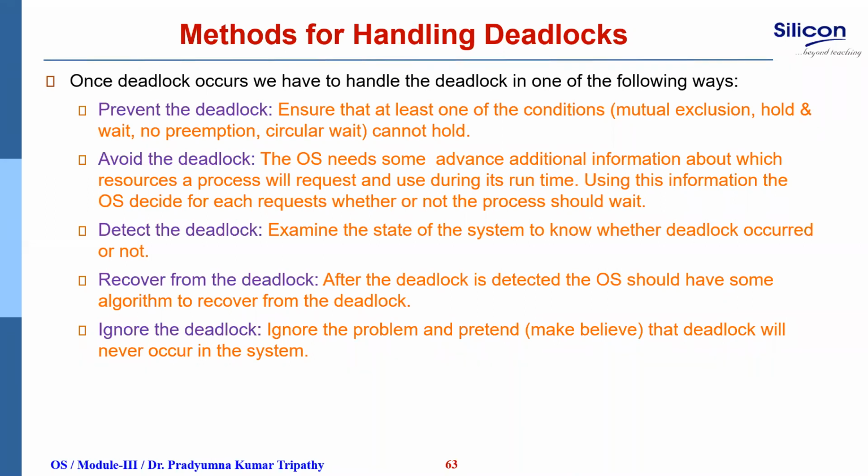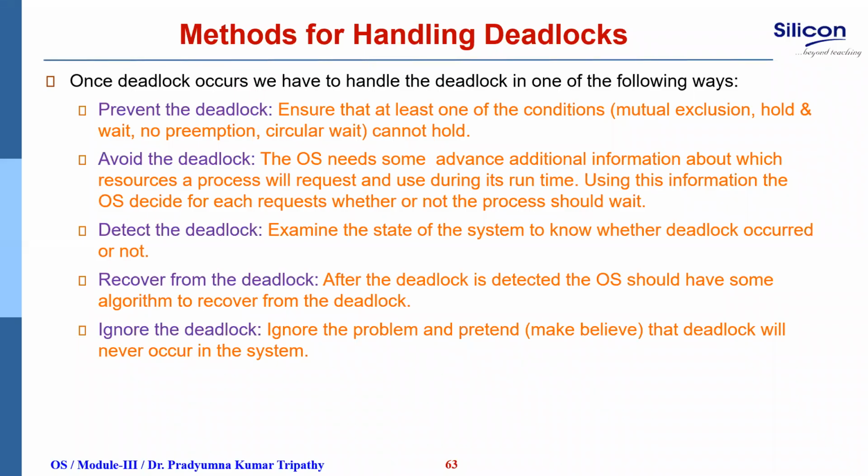If I know that on this road there is heavy traffic, I can change my route at the last moment. That is avoidance. Prevention is like riding a bicycle: I will wear the helmet and take precautions, and only then can I go for the ride.